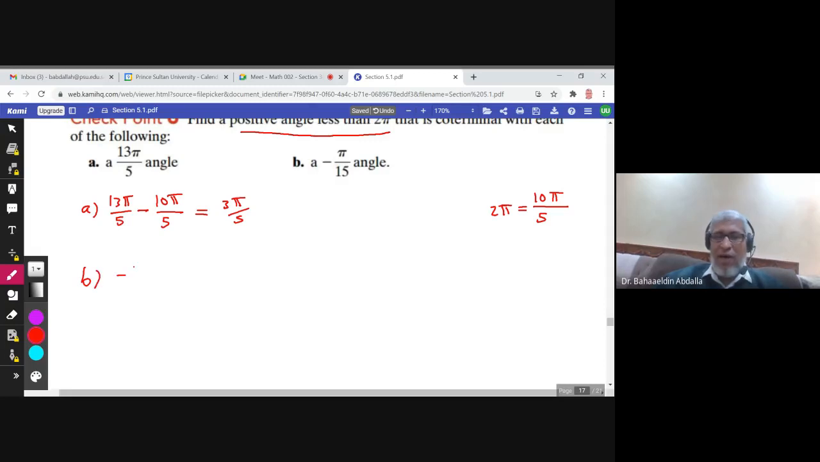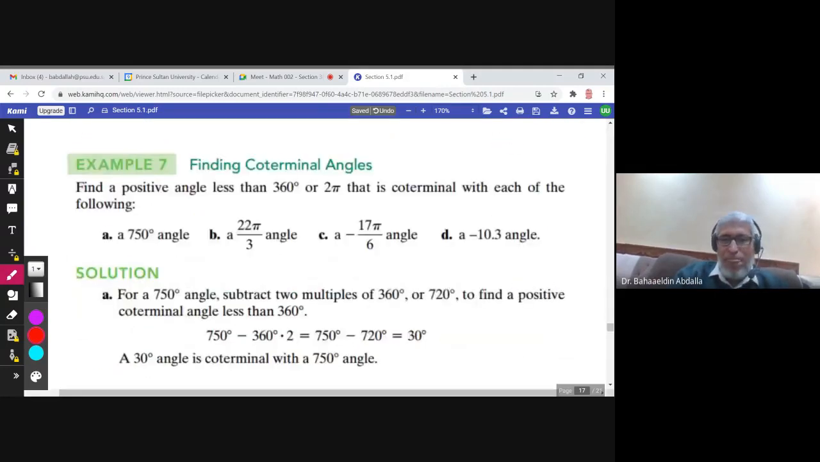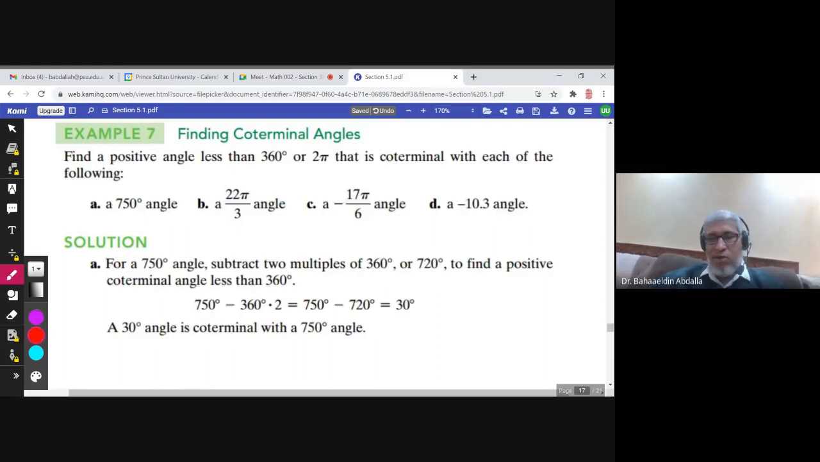Part B, I have a negative angle, and the denominator is 15, so I need to write 2 pi when the denominator is 15. I multiply 15 by 2, I get 30 pi over 15. So I should add or subtract 30 pi over 15. If I subtract, I will get a negative angle. So I need to add 30 pi over 15, and I will get 30 minus 1, 29 pi over 15. This is a positive angle, less than 2 pi, because it is less than 30 pi over 15. Okay, another example about coterminal angles.